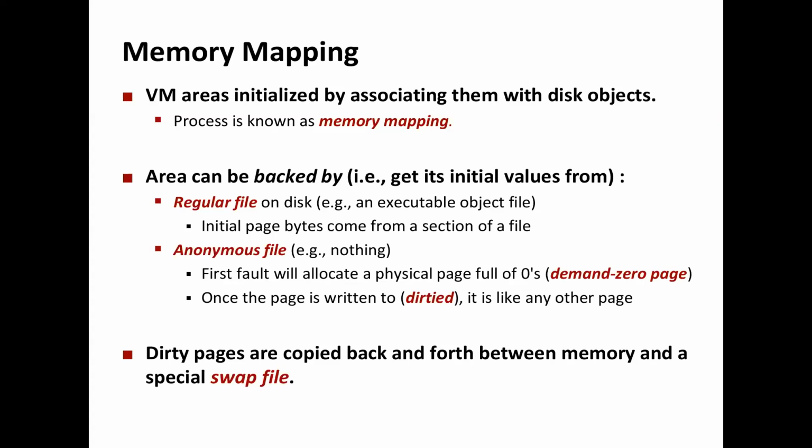Dirty pages are going to be copied back and forth between memory and the swap area, because the moment we modify a page, we want the swap area to reflect that change. If it's not reflecting the change, we will lose it, right? So whenever we evict a page, if it's marked as dirty, we have to also write it to the swap file. If the page is not dirty, the swap file still has a valid copy, so there is no need to write it.